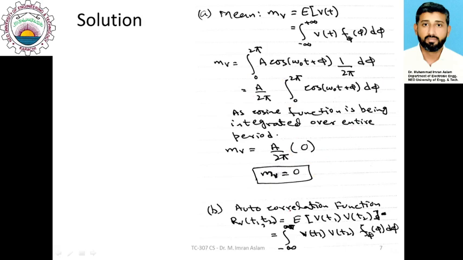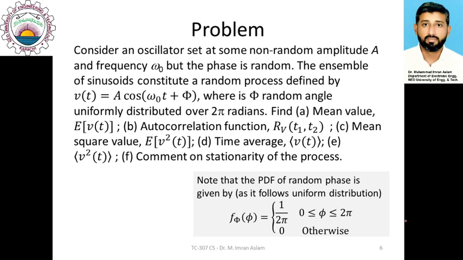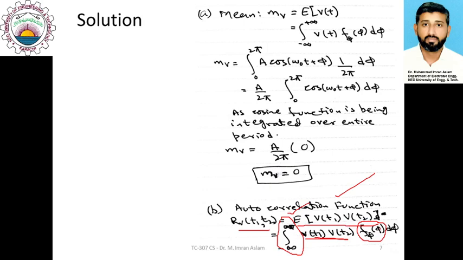Now move on to the second part, which is calculating the autocorrelation function for the given question. The autocorrelation function Rv(t1, t2) is defined as the expected value of V(t1) V(t2). This is the basic definition, and we know how we calculate expectation. Whatever function is given, V(t1) and V(t2), we have to multiply it by the PDF and then integrate over the entire values of the random variable. For our case, our random variable exists from 0 to 2 pi, so we have to integrate in this range from 0 to 2 pi, where this PDF has the value 1 upon 2 pi.